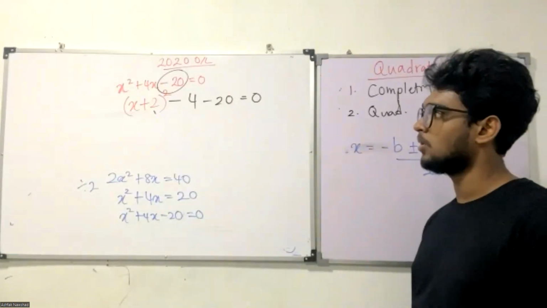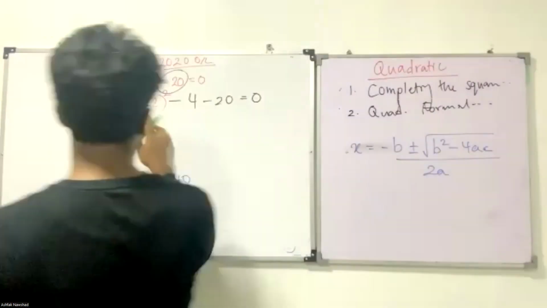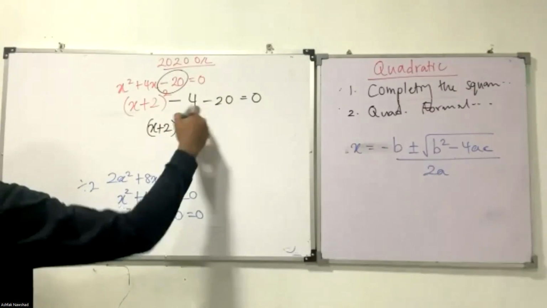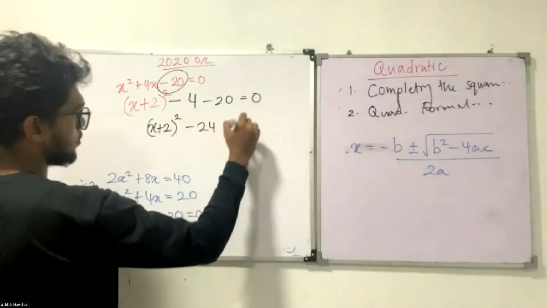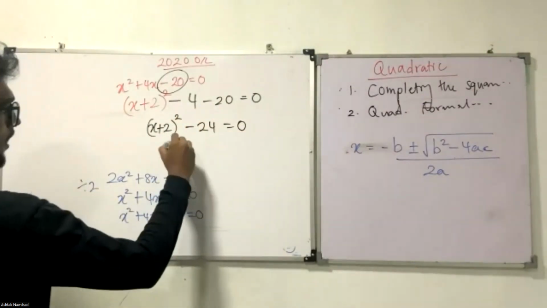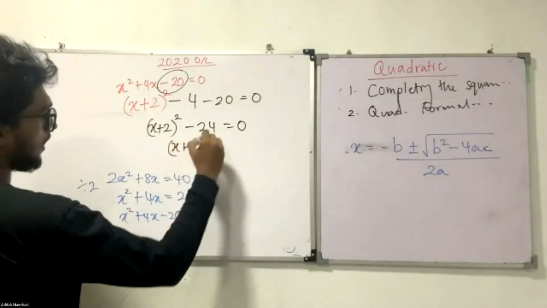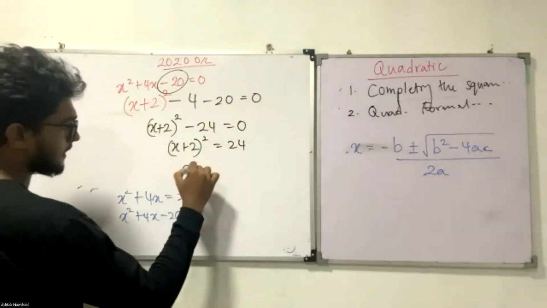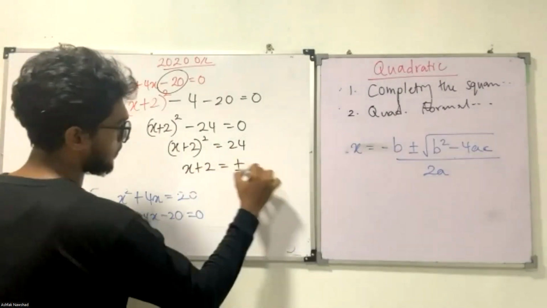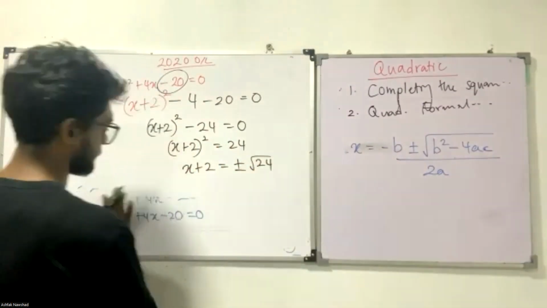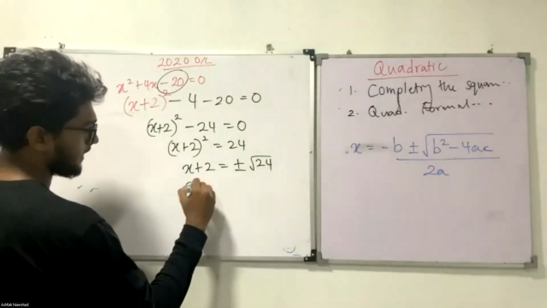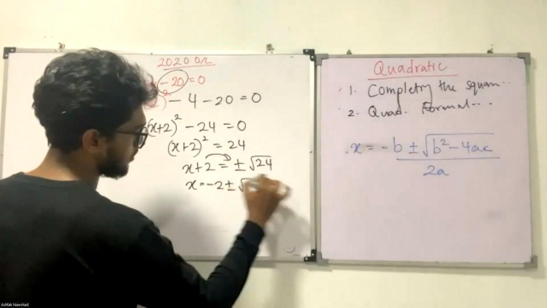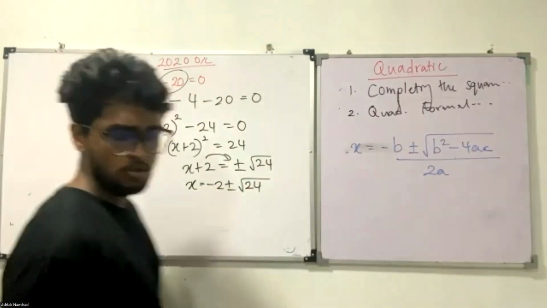This is it. So we'll have to simplify. x plus 2 squared minus 20 minus 4 is minus 24. Minus 24 is 0. x plus 2 squared is 24. And we'll end up with x plus 2 being plus or minus root 24. So x is minus 2 plus or minus root 24.